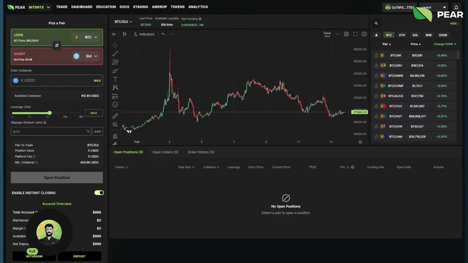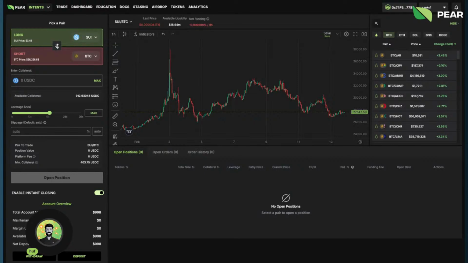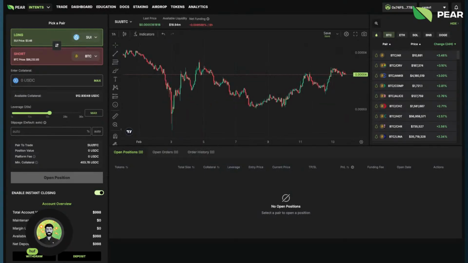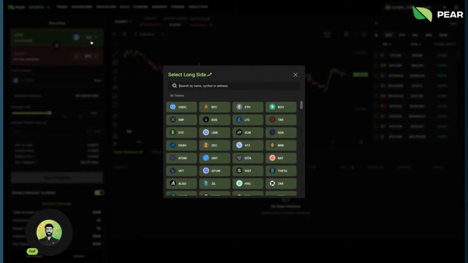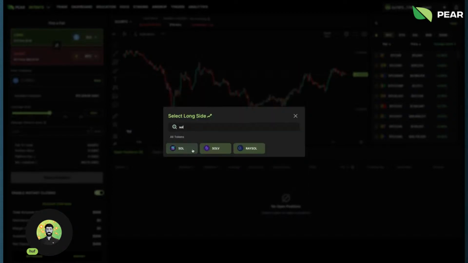So let's go to pair trading now, and we talked about the idea of net funding. What's interesting is sometimes you can get paid to be in a pair trade. So the opposite of this, let's say you wanted to be long SUI, is you would actually receive funding every 8 hours to be long SUI and short Bitcoin. Let's see what Sol is doing. Long Sol.